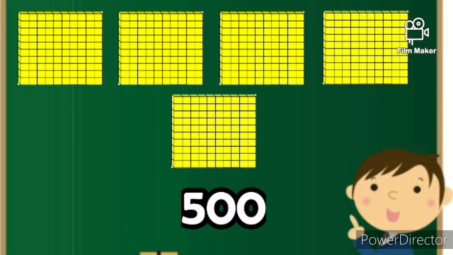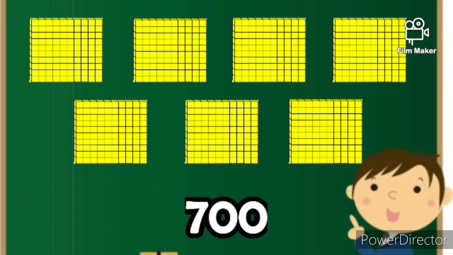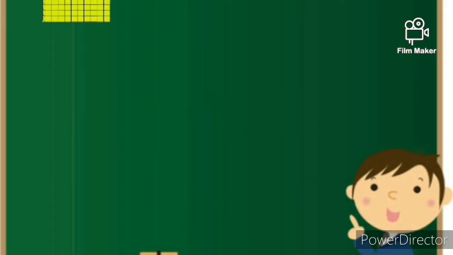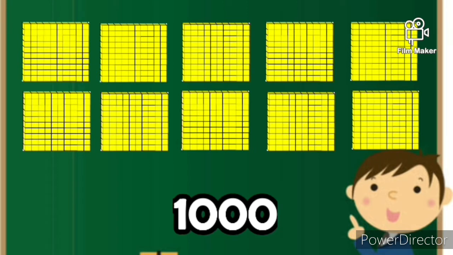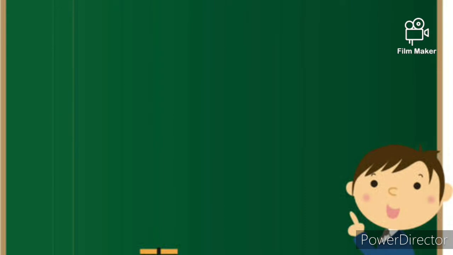Five blocks represent the number 500. Six blocks represent the number 600. Seven blocks represent the number 700. Eight blocks represent the number 800. Nine blocks represent the number 900. Ten blocks represent the number 1000. I hope students you have understood numbers up till 1000.